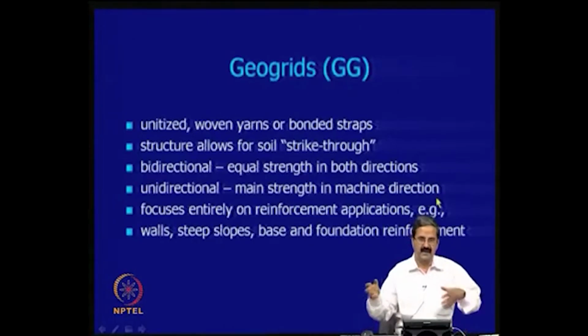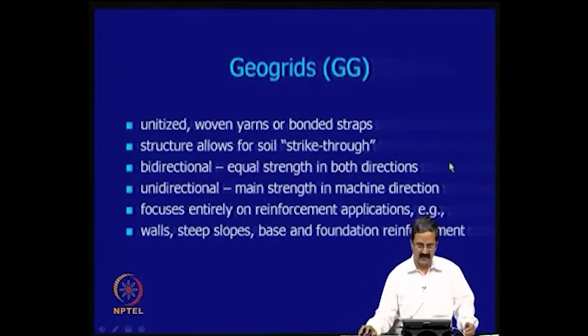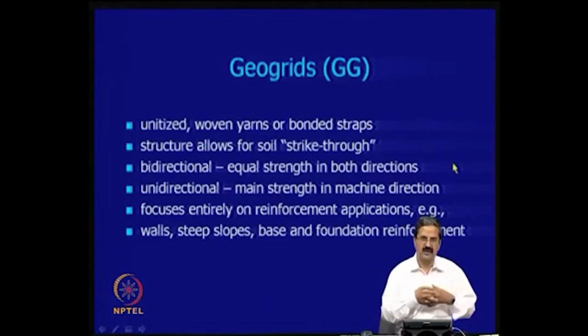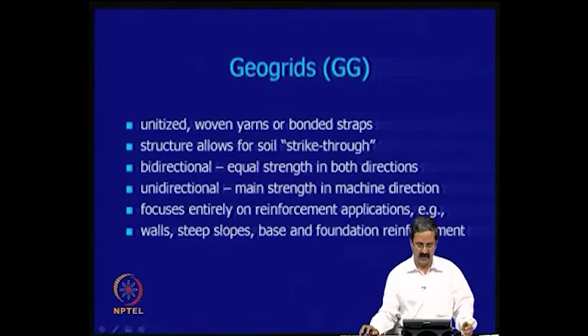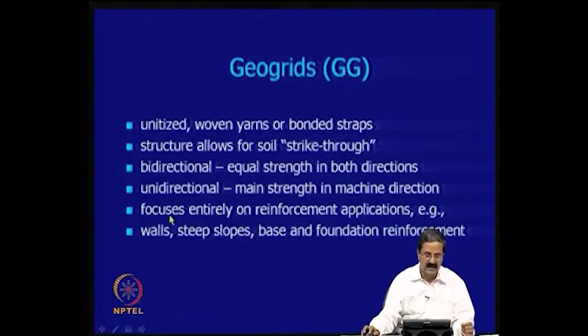Why these are required is that the manufacturing process is different, and involves pulling or stretching. These are all chains of polymer molecules, and if you stretch them, the strength increases in that direction. So you have to design your system in a proper way to get the appropriate numbers. It focuses entirely on reinforcement applications, like where bearing capacity is wanted, or reinforcement particularly in walls, such as RE walls, steep slopes, and base and foundation reinforcement. There could be many things.